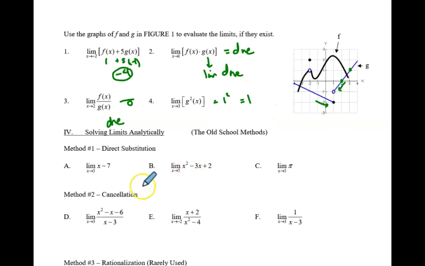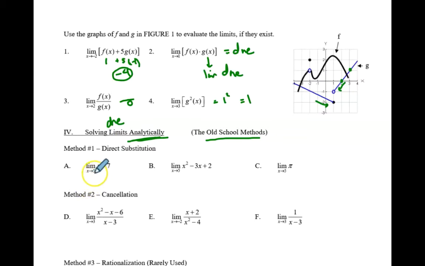Okay, the next section is solving limits analytically. The easiest way to do this, and remember when I said analytically, I meant algebraically, and these are the old school methods because we love them and they're super easy and you learned them last year. So now what I want to do is just show you quickly how to do direct substitution. This is sort of the easiest of them.